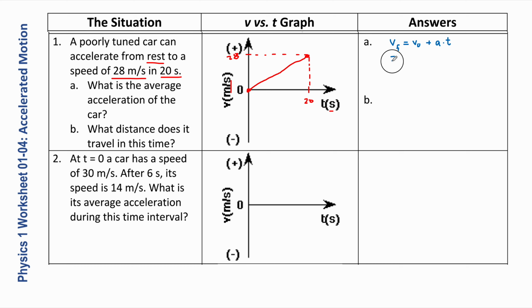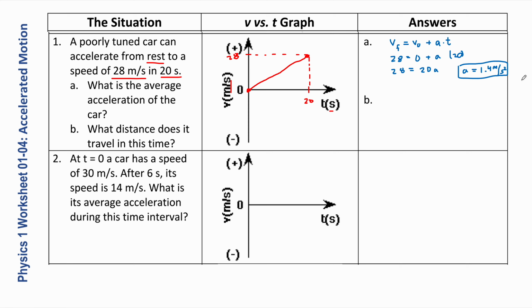So solving this one, 28 equals 0 plus the acceleration, which we don't know, times the time, which is 20. I'm going to write it out just a little bit further so you can sort of see it. So 28 equals 20 times a. To solve for a, we're going to divide both sides by 20. And if you do that, you'll discover the acceleration is 1.4 meters per second squared. And I'd like you to put a little box around it. I forgot to put my square down there. Hold on, let me fix that.